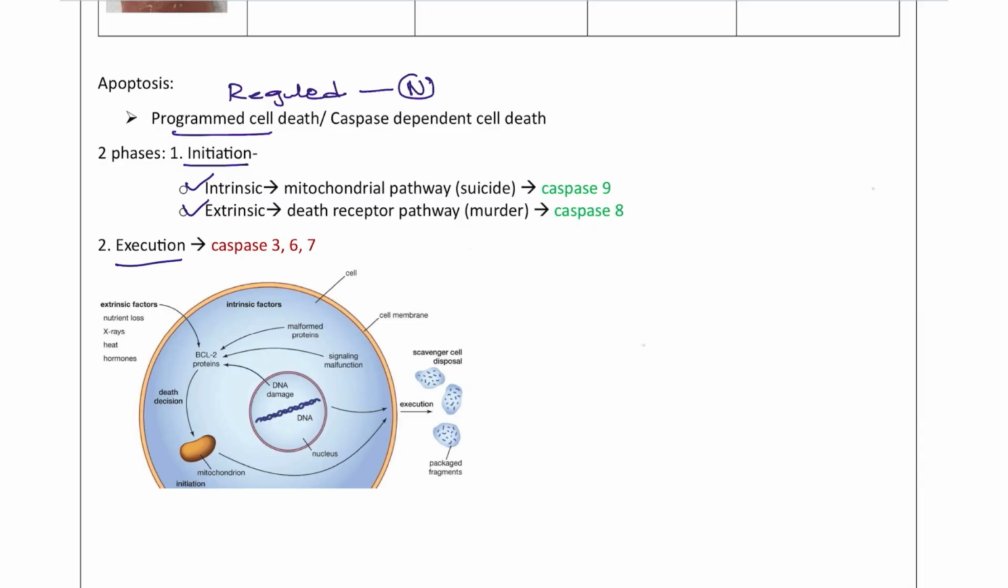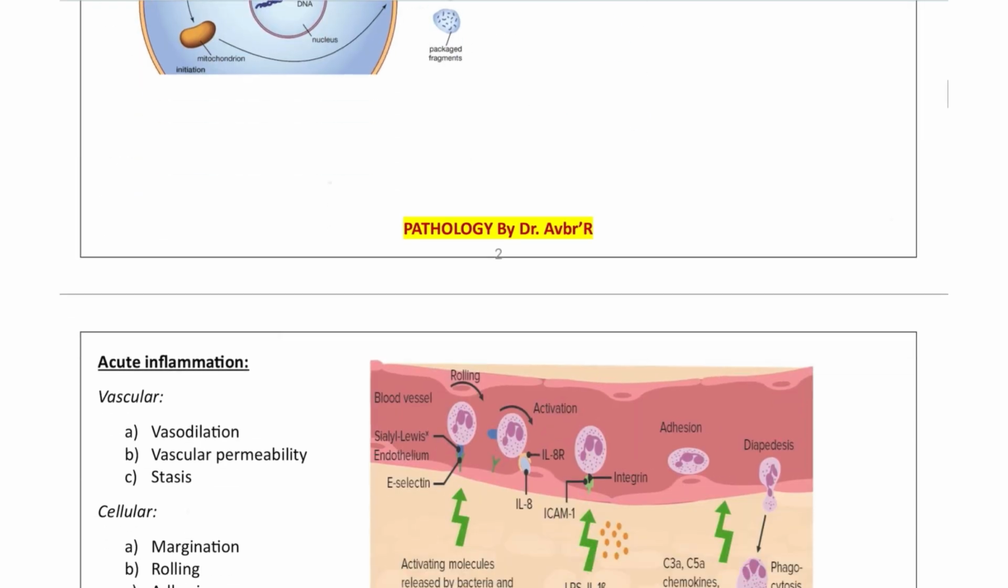So instead of the whole pathway, at least remember the caspases. In the intrinsic, it is caspase 9, and in the extrinsic, it is caspase 8. E for E, extrinsic, and E for 8. 9, how can you write the 9? Like this 9, right? Intrinsic, that is caspase 9. For the execution, we use 3, 6, 7. 3 is most important, then 6 and 7.